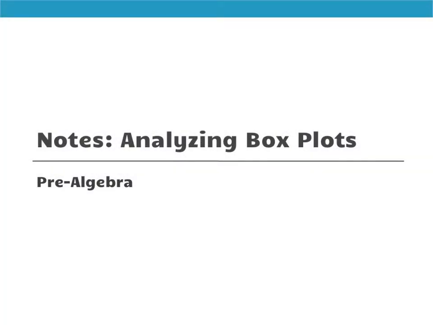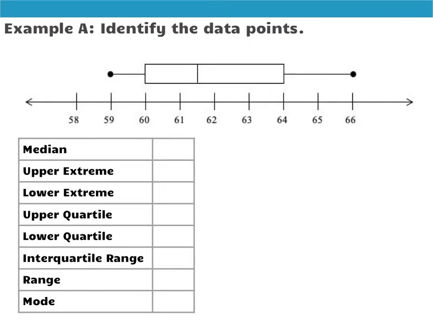Box plots before, when we talked about constructing box plots, but now we're going to be analyzing them. So let's go ahead and take a look at example A. Here we are at example A, and we're going to be identifying the data points that it asks. It's asking us for the median, upper extreme, lower extreme, upper quartile, lower quartile, interquartile range, and mode. So we're going to be doing a lot of things here.